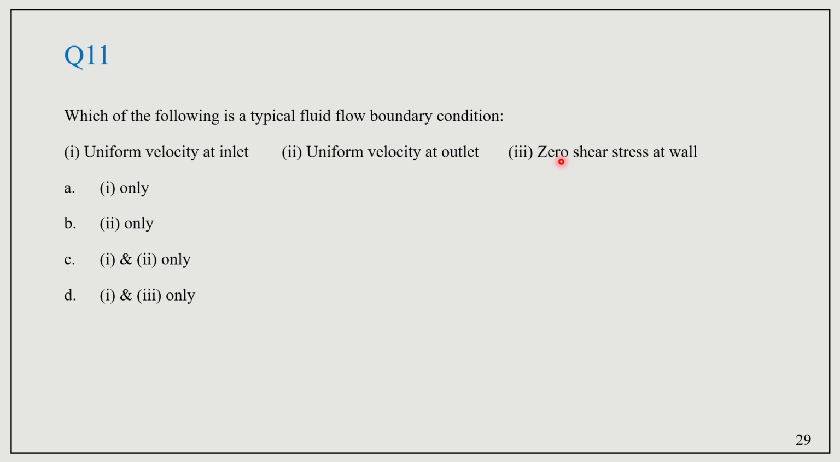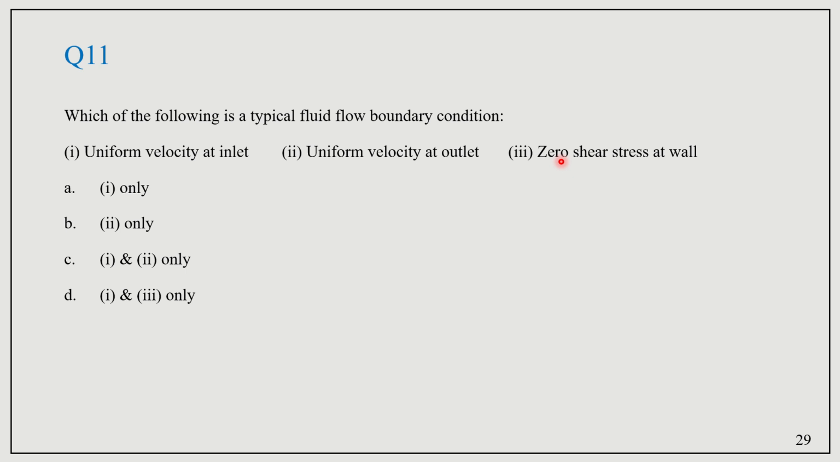And third one is zero shear stress at the wall. Again, we cannot say that it is a typical fluid flow boundary condition. Generally, in fluid flow through a pipe, the boundary conditions we specify are that at the inlet it would mostly be a pressure or velocity inlet, and at the outlet it would be a pressure outlet. Because of that, it will calculate automatically, and at the walls it would be the no slip boundary condition.